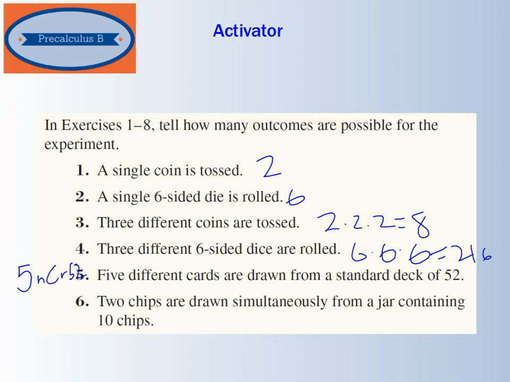Two chips drawn simultaneously from a jar containing 10 chips. This would be 10 choose 2. And we could put those in our calculator and get those values as well. I'm not going to go through the process of doing that right now. Just know that's a way you could come up with that. But these are the ways we can start thinking about total possible outcomes of different events occurring.